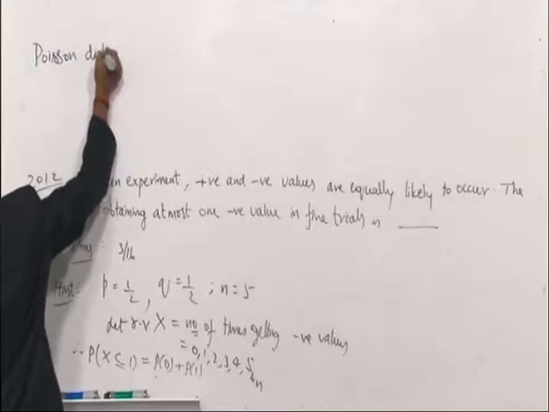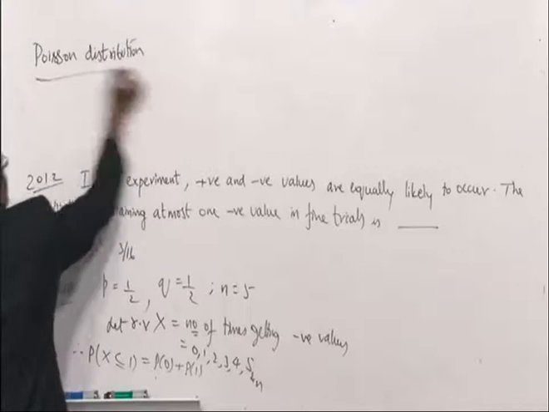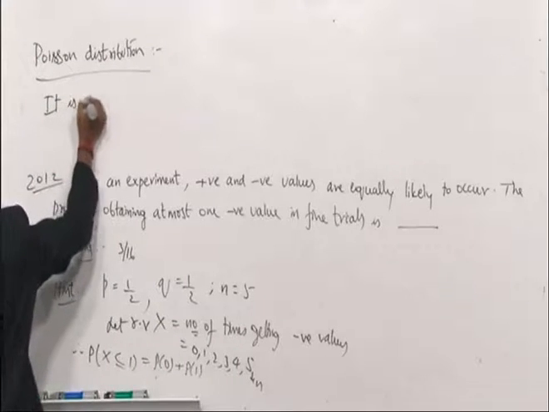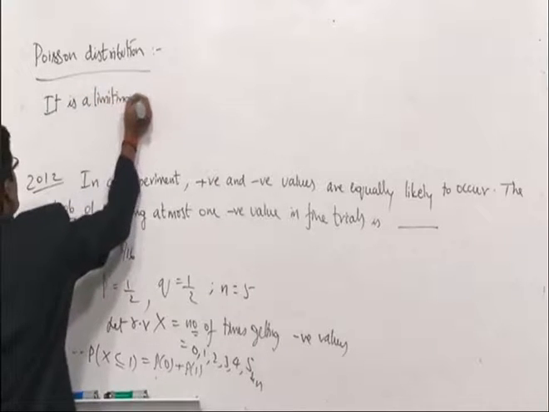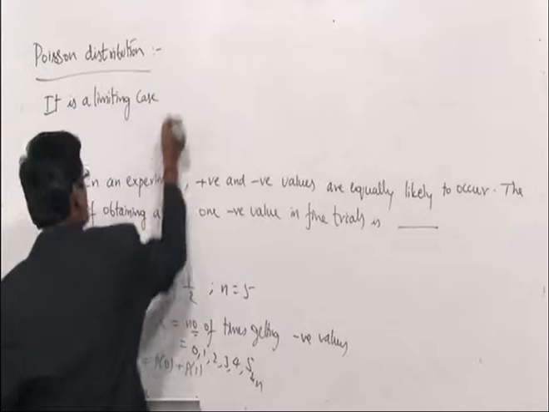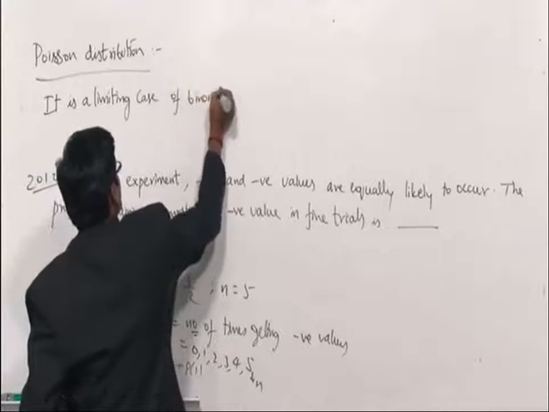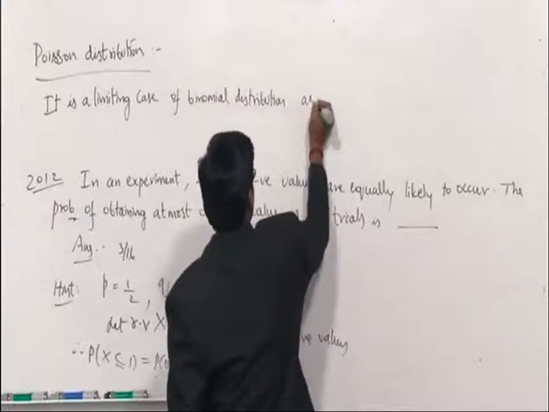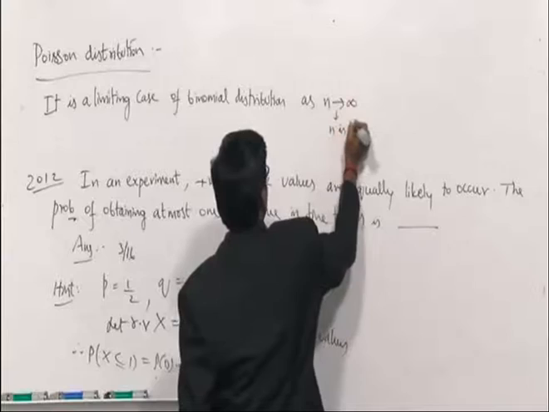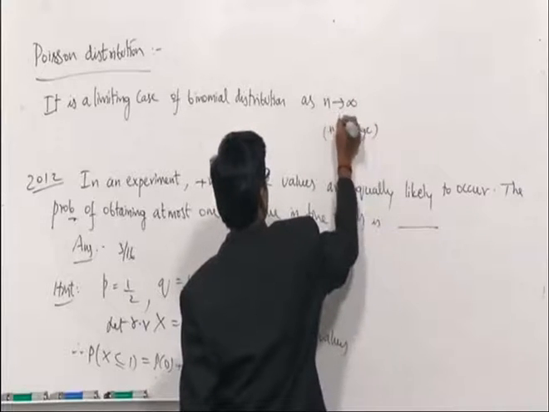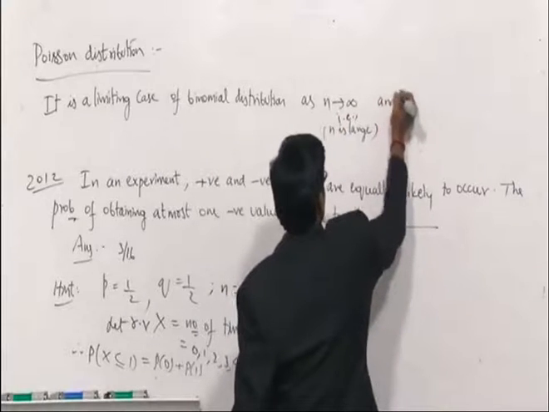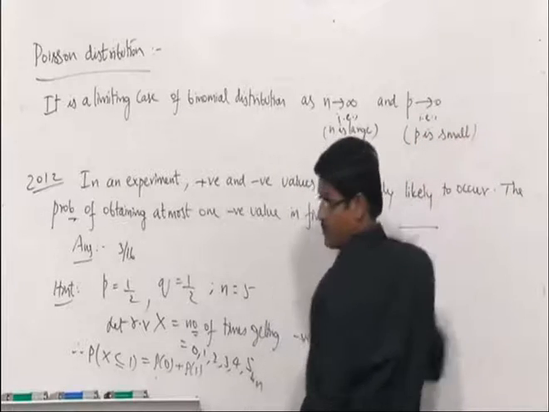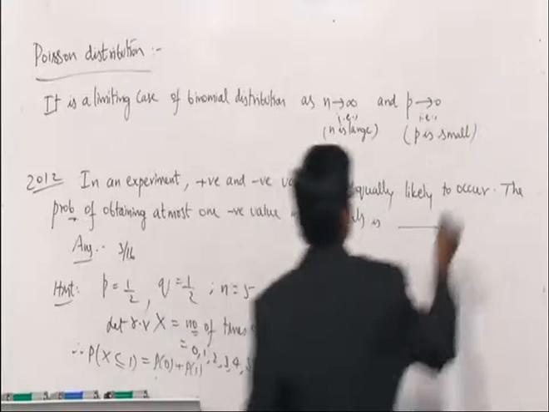Poisson distribution. It is a limiting case of the binomial distribution as n tends to infinity, that is, n is large, and p tends to 0, that is, p is small.